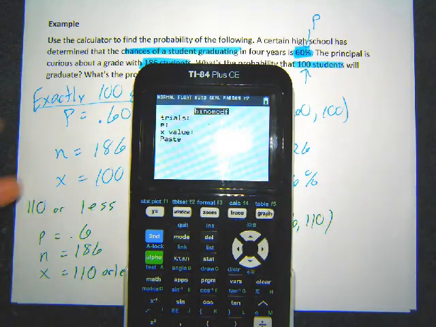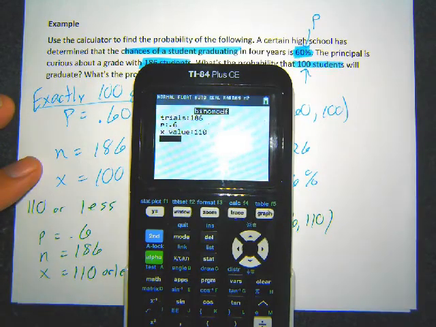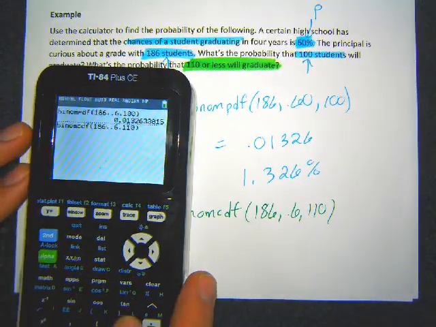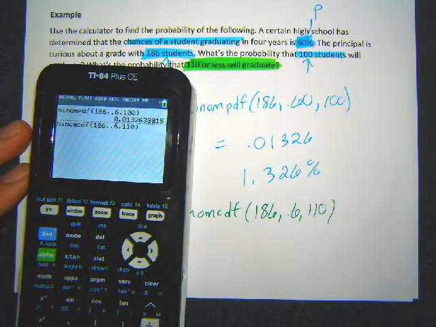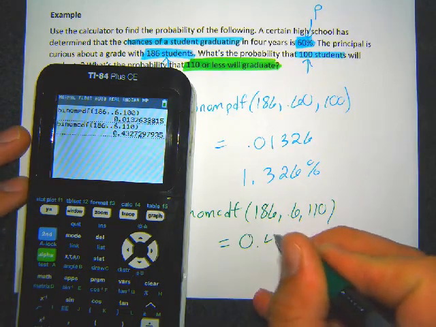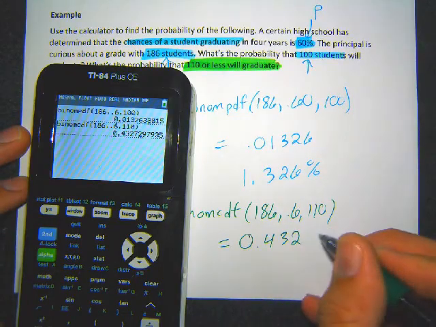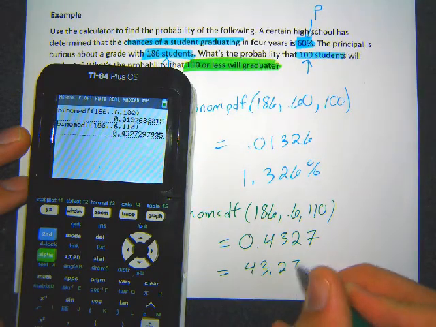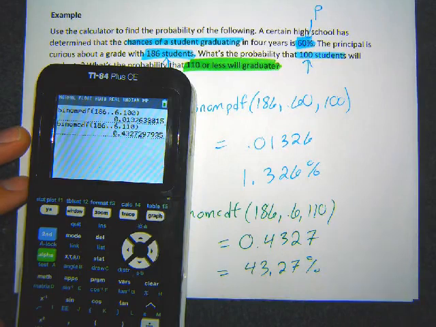Trials, we said we're going to do 186 students in the class still. 0.6 is still our probability, but now our X value is actually 110 because we said 110 or less. Put that all in, so it should look just like what I have right here, but with CDF and all those numbers. And we get a value. You'll notice this value is going to be a lot higher, because this one's 0.4327, which turns into a percent. It turns into 43.27%.